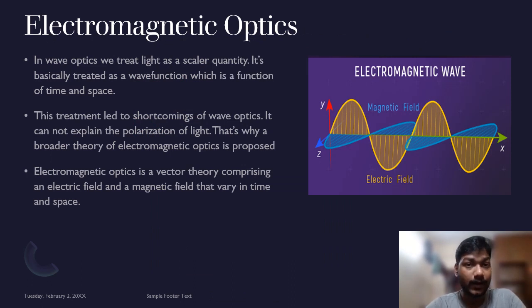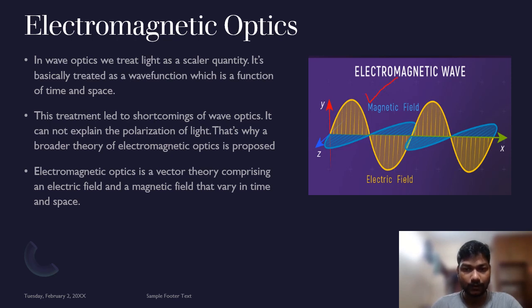In previous slides, you have completed the wave optics part, and before that, the ray optics part. In the next few slides, we'll go into the detail of electromagnetic optics. Here I have drawn a picture of the electromagnetic wave, in which the magnetic field and electric field are perpendicular to each other, as shown by these lines.